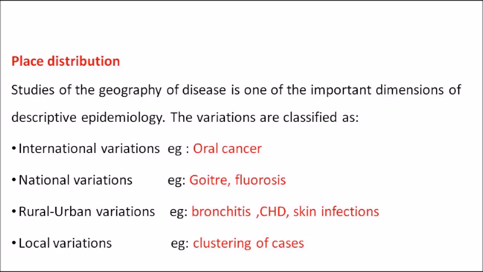Rural and urban variations: skin infections and such kinds of diseases are more prevalent among rural areas, whereas urban or high class people will have more lifestyle diseases like bronchitis and chronic heart disease. Then local variations: we can see clustering of cases will be different among different communities. That is what local variations mean. So that is about place distribution.